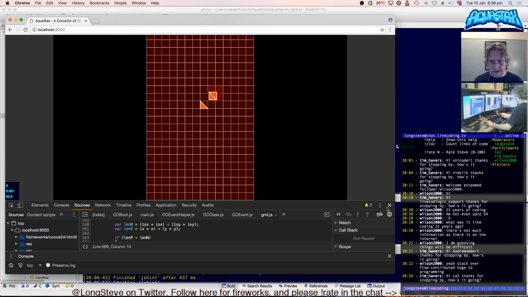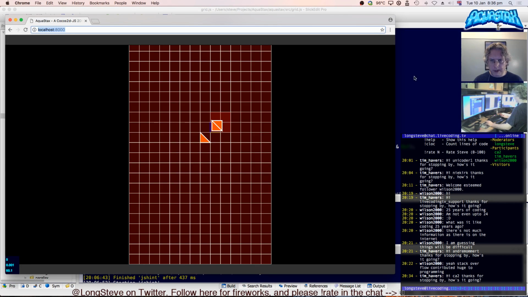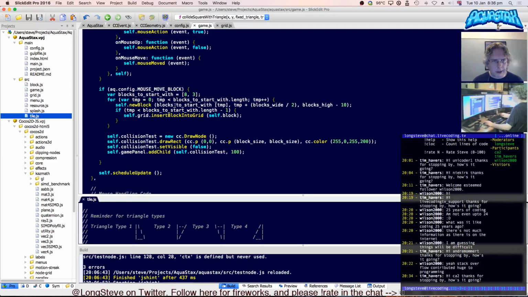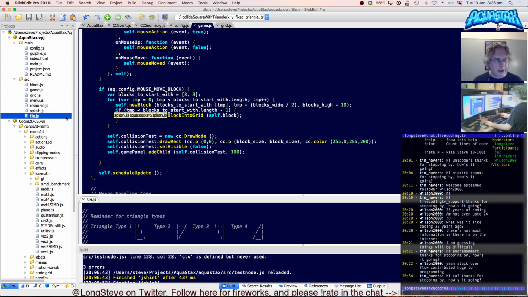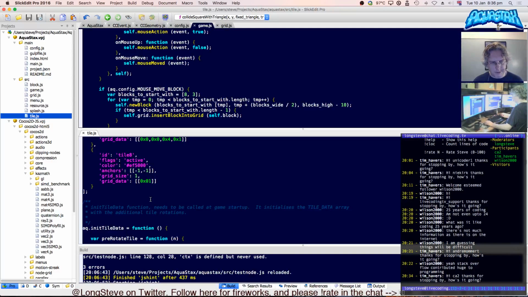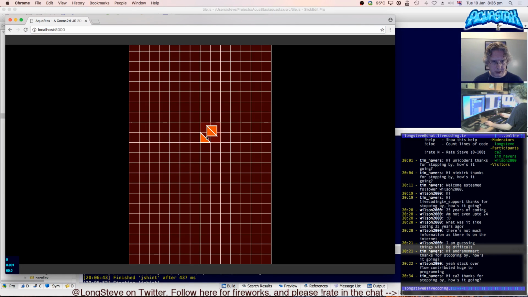Let's try different triangles. So we've currently got a 1 triangle. What I want to do is have a type 2 triangle instead. Actually no, I've got to change it in grid, haven't I? Sorry, in tile. It's my definition for tile number 8. It's currently a 1. Actually, I could put it in there. It should still work. So if that block was falling down there, it would actually trigger the collision now. Excellent.